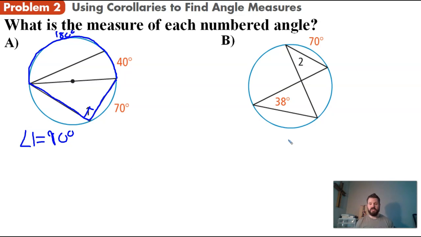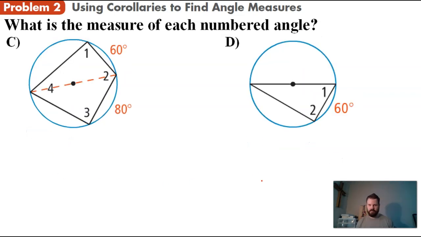Part B uses our first corollary. Angle 2 I know is just going to be 38 by looking at this. Why is that? Well, this angle of 38 intercepts this arc right here, which will be double the angle. 38 times 2 gives me 76 degrees. And since angle 2 intercepts that same arc, it's just 76 divided by 2, which is the same thing as the 38. So here again we have two angles intercepting the same arc, therefore they have to be congruent to each other.